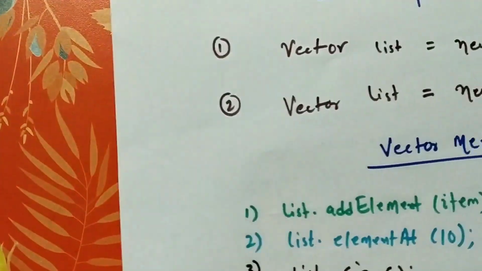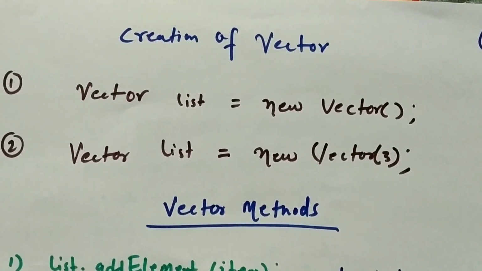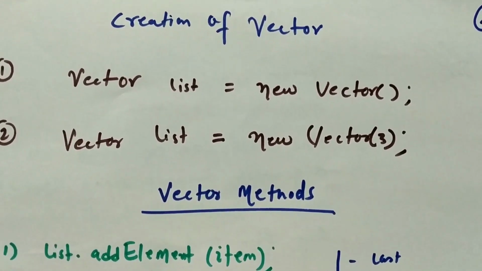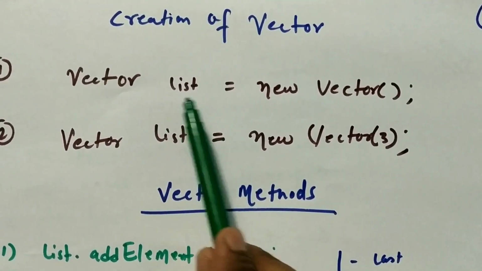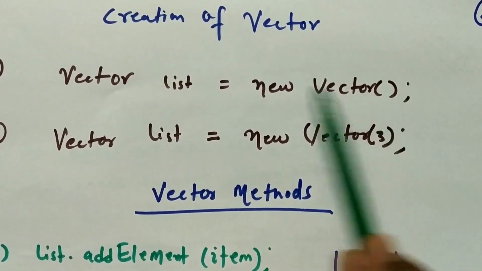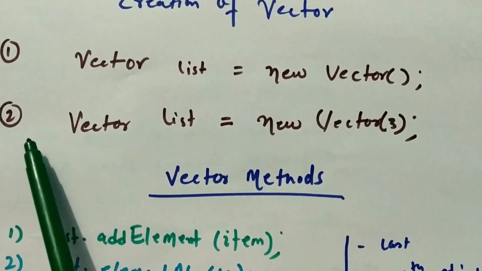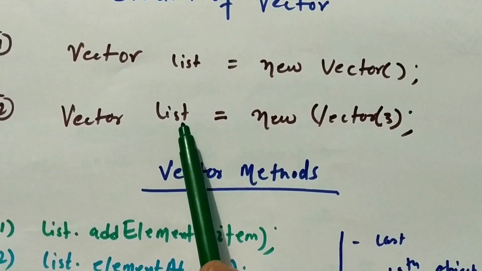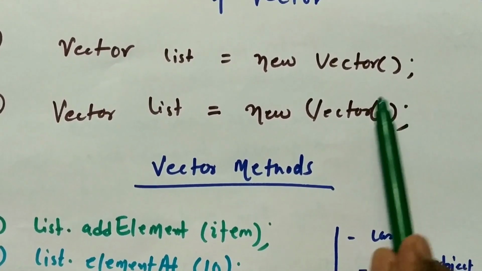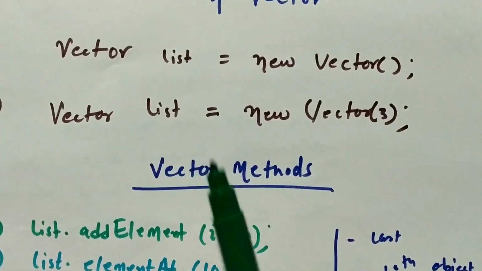The next point is creation of vector. How do we create a vector? There are generally two ways of creating a vector. The first one is Vector, and this is a vector object. New is a keyword. So without size we are defining the vector here, and by default the size is 10. Another way is Vector, this is the vector object, new Vector with size 3. So here I have defined the size 3. So generally there are two ways of creating a vector, right?